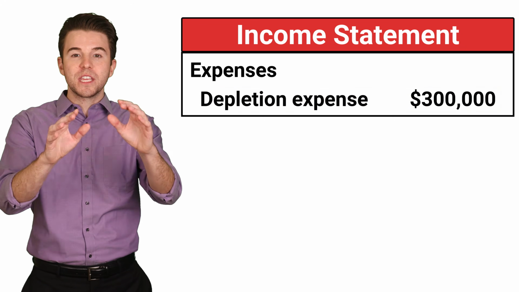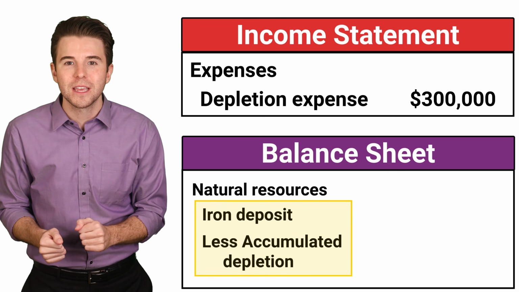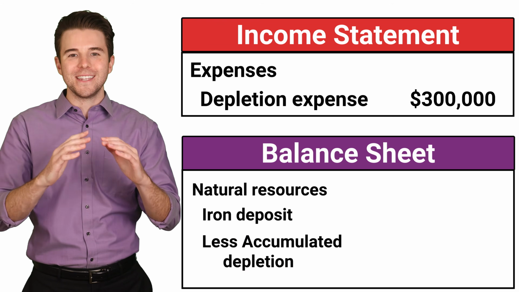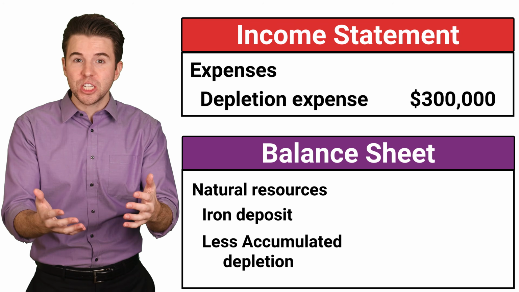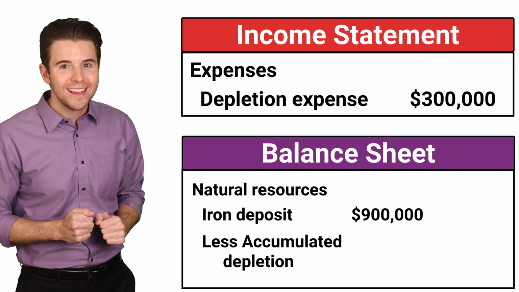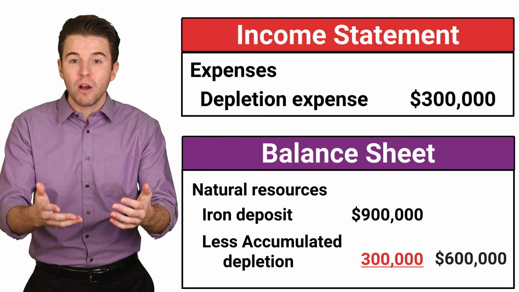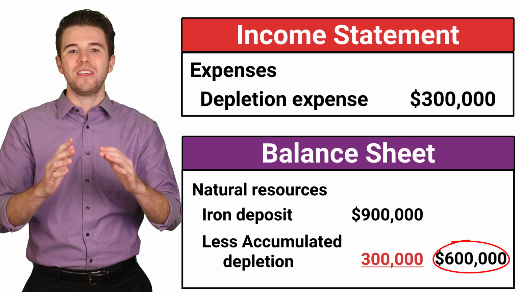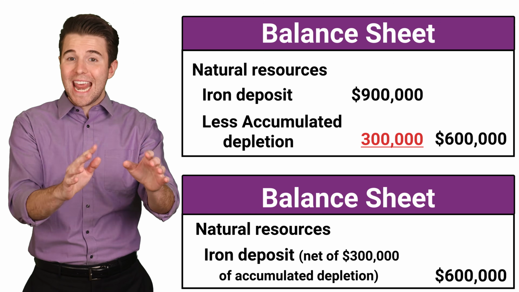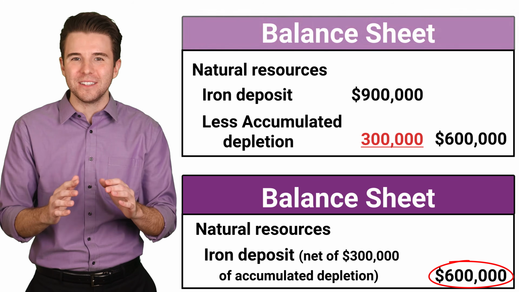The $300,000 of accumulated depletion is a contra asset account to the iron deposit account, meaning it reduces the reported amount for the iron deposit. This is reported on the balance sheet at the end of the first year as iron deposit of $900,000 less $300,000 of accumulated depletion to get a book value for iron deposit of $600,000. Alternatively, we can report iron deposit net of $300,000 accumulated depletion as $600,000 on the balance sheet.